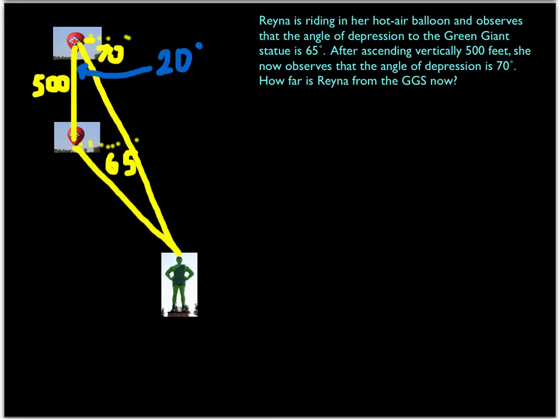And then another part that's a little bit tricky is this angle in here. The angle of depression is 65, but the entire angle that we want here is going to be 90 plus 65, in other words 155 degrees. That's the other angle we'll use. And what we're really trying to find then is this side D that runs the entire length from where Raina is at her highest height all the way down to that green giant statue.